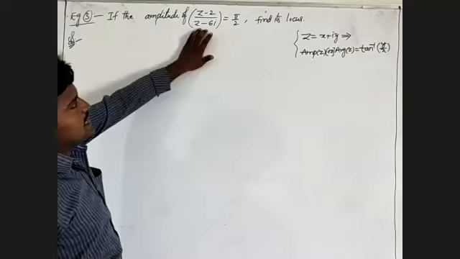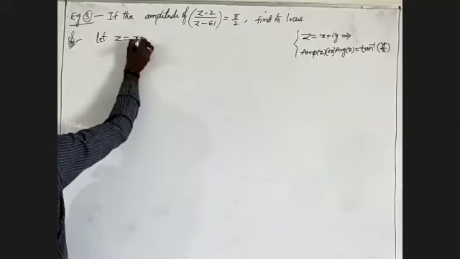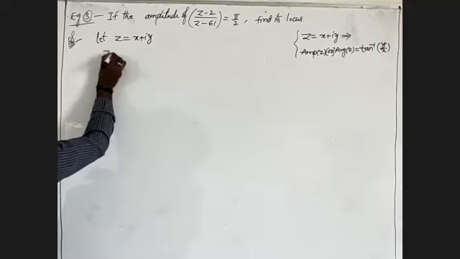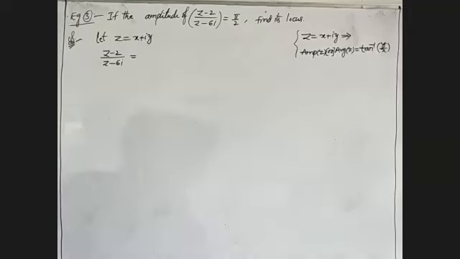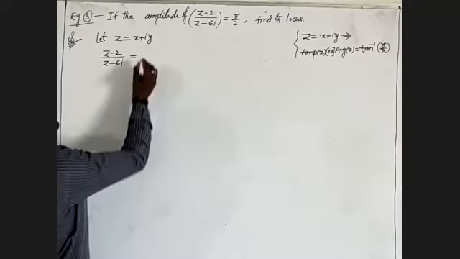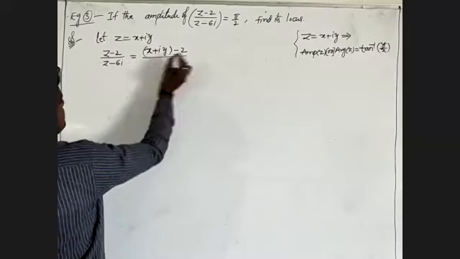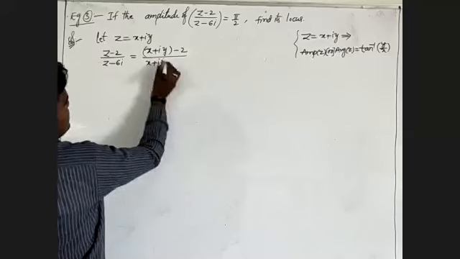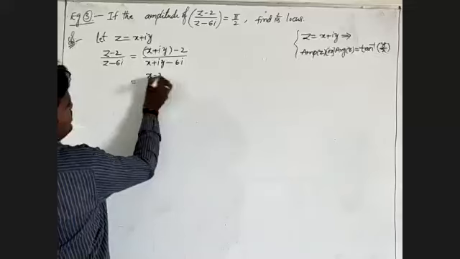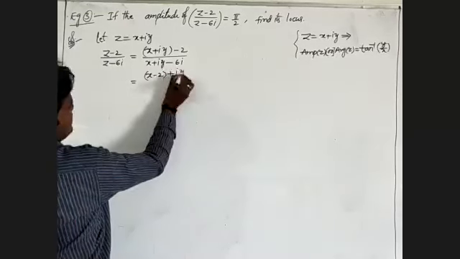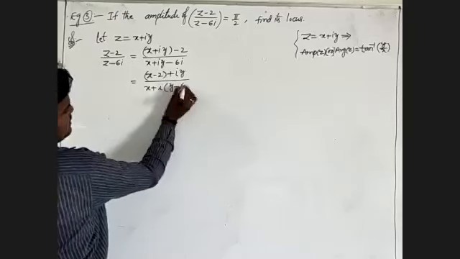Here, first I will take z is equal to x plus iy, and the given value is (z minus 2) by (z minus 6i). We have to substitute z with x plus iy, so I write (x plus iy minus 2) by (x plus iy minus 6i). That means we write (x minus 2 plus iy) by x plus i into (y minus 6) in the denominator, where i is common.